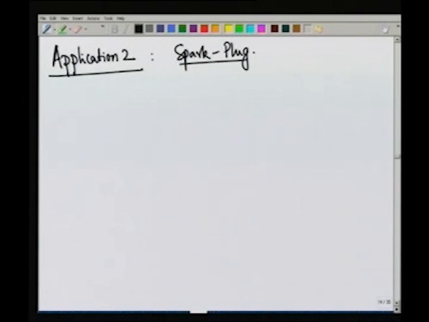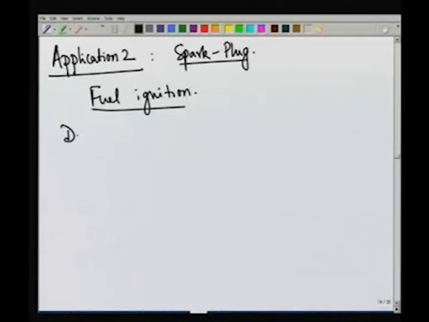So, now let us return to the next application, namely spark plug. Spark plug is used for what? Fuel ignition. We all know that. And those of you who own a scooter or a car, you know that you frequently run into trouble with the spark plug. The spark plug has to be cleaned. Sometimes there is water on that, sometimes there is an oil deposit and it refuses to work. And if you take the spark plug to the mechanic, he fine tunes it. Now, we want to understand the physics behind the fine tuning of the spark plug.